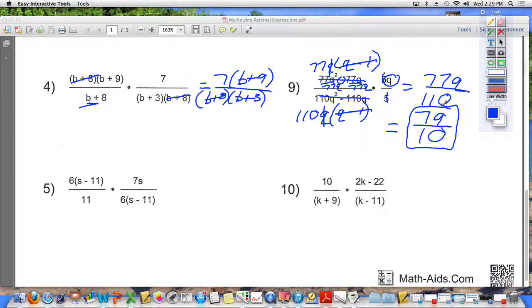Just check on your calculator. 77 divided by 110. Remember the trick? Math, enter, enter. It changes it back to a fraction for you, a reduced fraction: 7Q over 10.